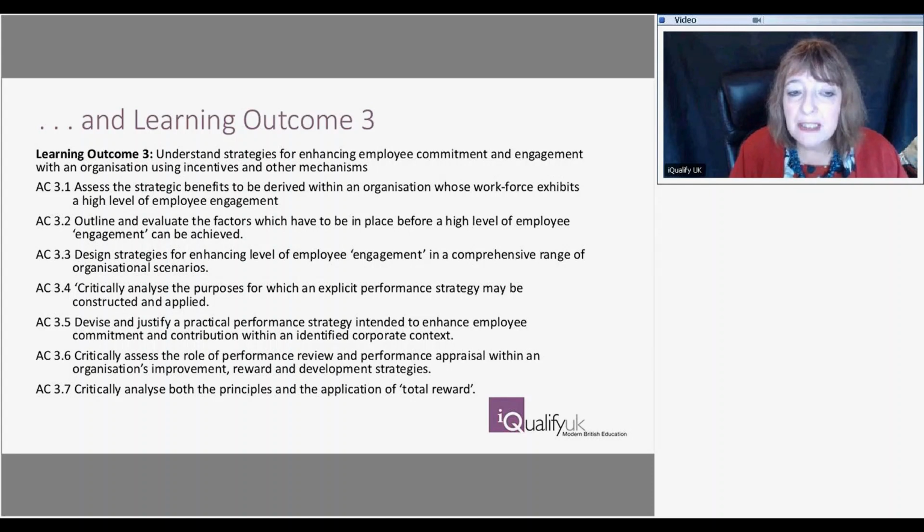For your assignment, critically assess the role of performance review and performance appraisal within an organisation's improvement, reward and development strategies, and then critically analyse both the principles and application of total reward. And all of that was covered in the 2 lectures, which were 6, basically 6.